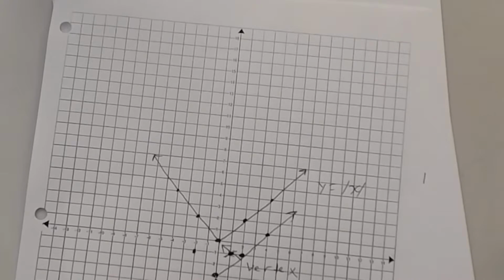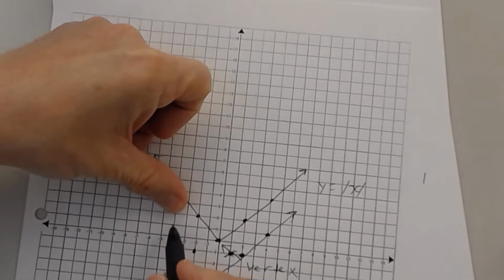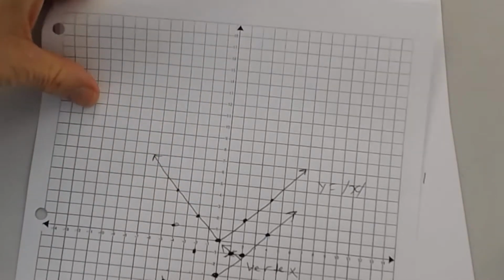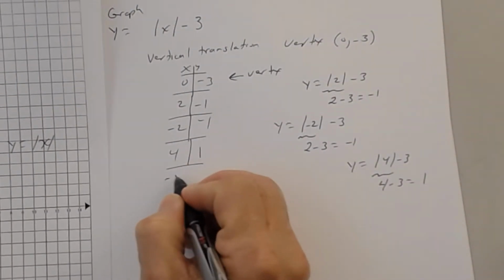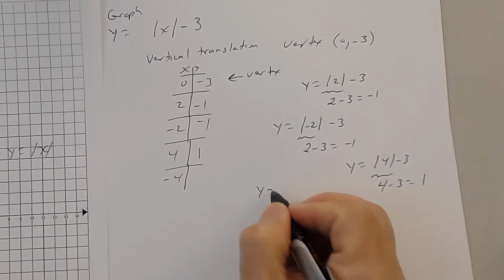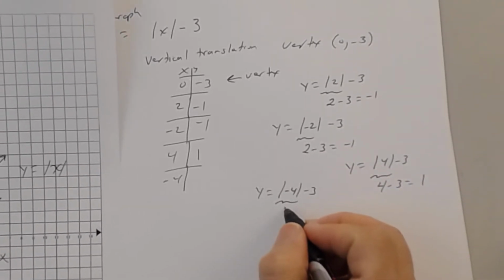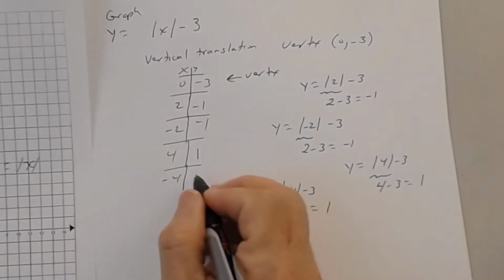Now notice from the vertex I went how many units to the right? 4. And what was my y value? 1. So I'm going to go 4 units to the left. 1, 2, 3, 4. What better be my y value? 1. So let's check it. What's my x value? Negative 4. When x is negative 4, I get y equals the absolute value of negative 4 subtract 3. The absolute value of negative 4 is 4. 4 subtract 3 is 1. And that's what you wanted.